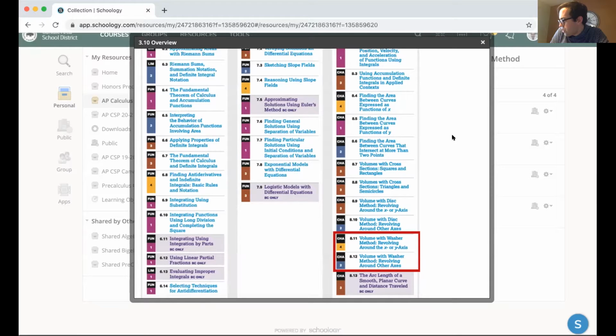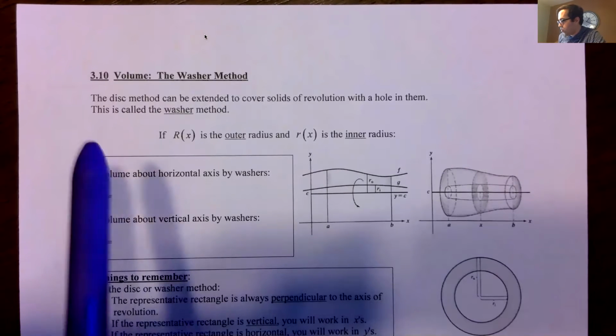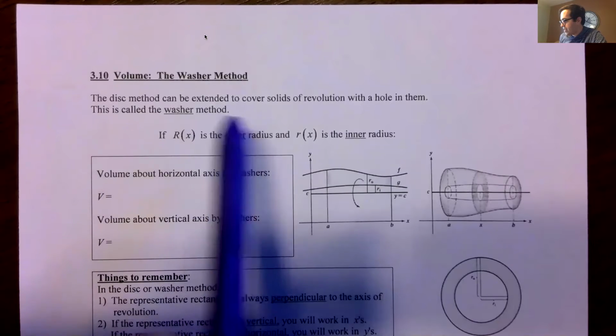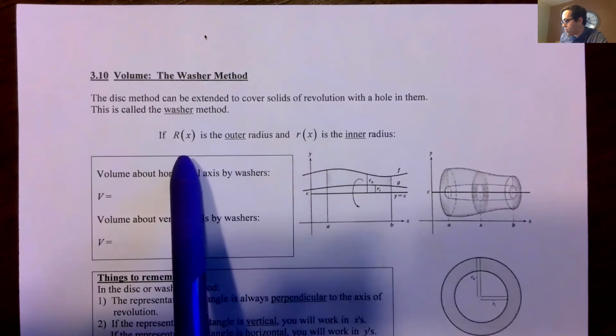I'm gonna show you the notes for a second and then do a demonstration. So let me switch over to that. All right, so here are our notes for today. You can see we can take the disk method and extend it to cover solids of revolution with a hole in the middle, and this is called the washer method.